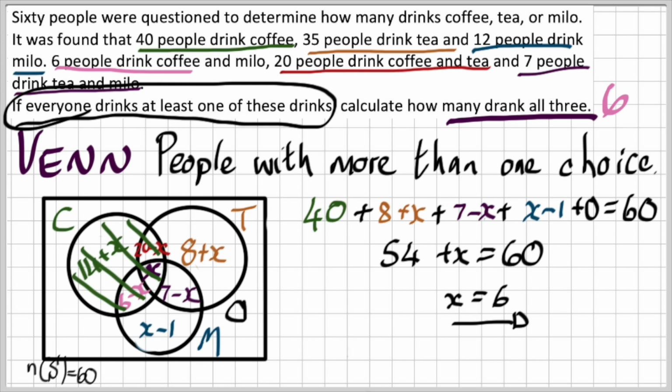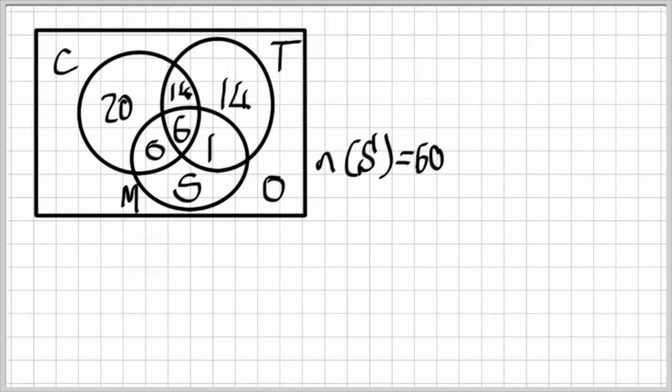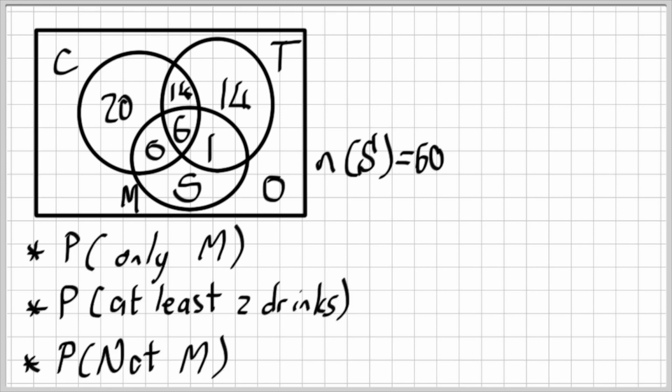But I'm going to take this now one step further. I'm going to now look at actually answering questions about this Venn diagram. So wherever there's an x, I want you to replace that with 6. Go to your Venn diagram and replace that, which means your Venn diagram is now going to look like that. So here are 3 questions that I would like you to answer for me quickly. The probability of only Milo, the probability of at least 2 drinks, and the probability of not drinking Milo. Go for it, ladies and gents.